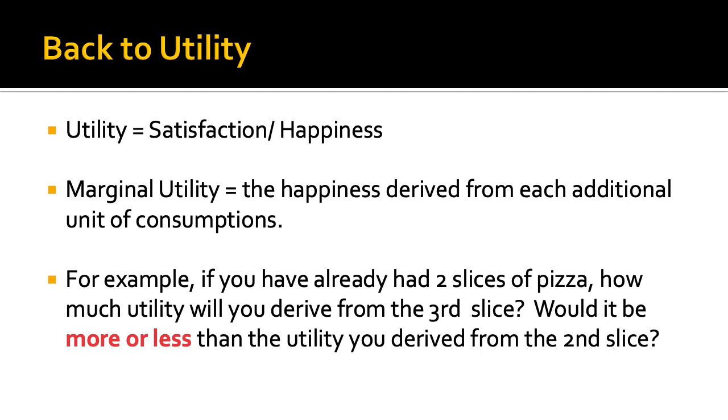Back to utility. Remember, utility is the satisfaction and happiness a consumer gets from the consumption of a good or service. Marginal utility is the happiness derived from each additional unit of consumption. So, for example, if you have already had 2 slices of pizza, how much utility will you derive from the third slice? Would it be more or less than the utility you derived from the second slice? According to the law of diminishing marginal utility, you actually will yield less utility when you consume the third slice versus the second.